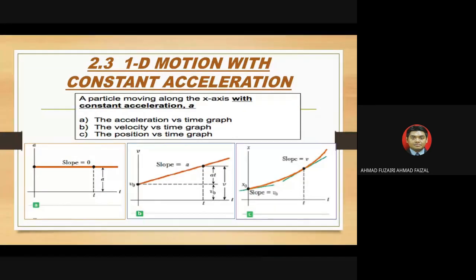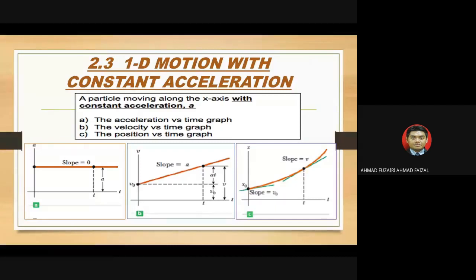The second graph is velocity versus time. It is a straight line graph, meaning that the slope of the graph is a constant acceleration. When we calculate the area under the graph, we get the displacement of the object. The third graph is position versus time. When we calculate the slope of the graph, we get the velocity of the object.